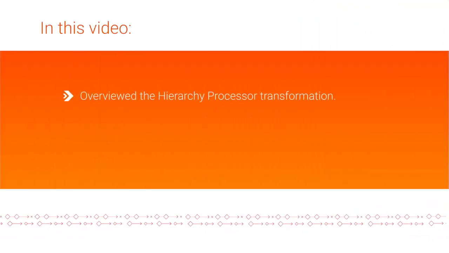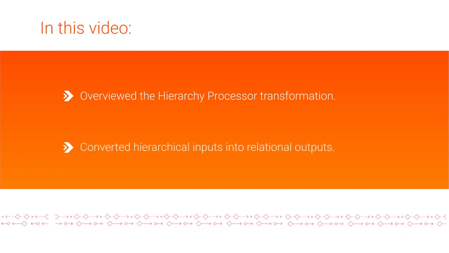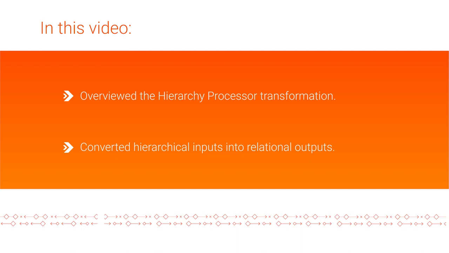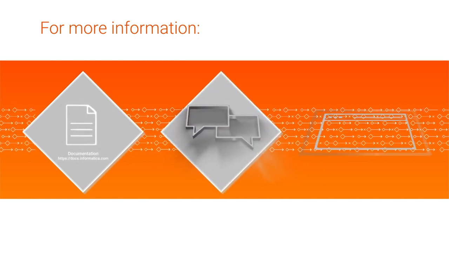In this video, we saw an overview of the hierarchy processor transformation and demonstrated how to convert hierarchical inputs into relational output in Cloud Data Integration Elastic. For more information, check out the documentation for the hierarchy processor transformation in the Data Integration Help.